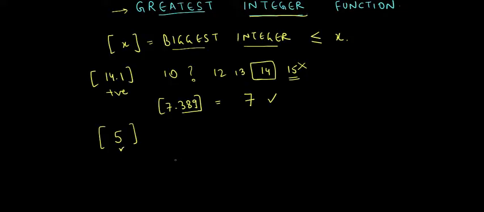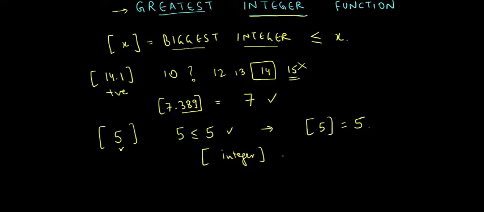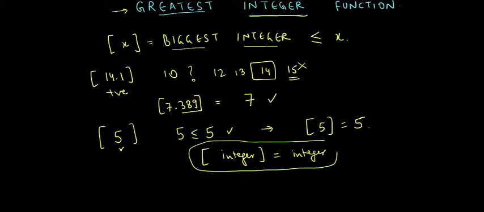What about the greatest integer function of 5? Well, 5 is itself an integer, and 5 is less than or equal to 5. It satisfies the condition, and therefore 5 is the answer. In fact, the greatest integer function of any integer that you put, it will be that integer itself. The greatest integer function does nothing to the integers. It chops off the value for the non-integers, but it does nothing to the integers.